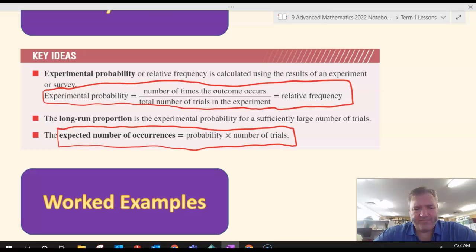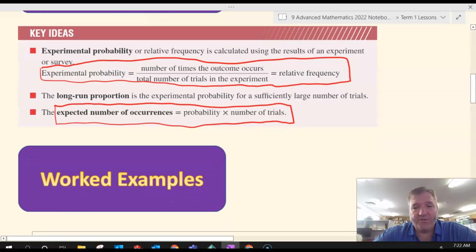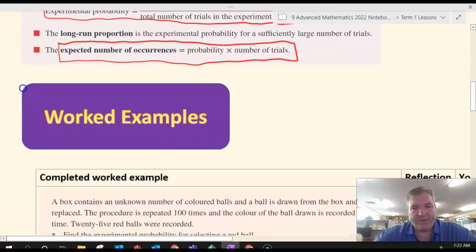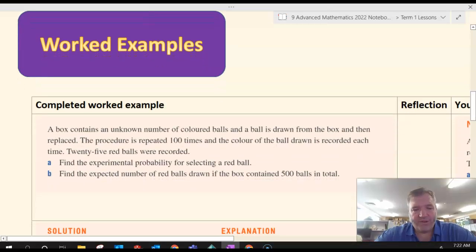All the same thing. The expected number of occurrences would be useful if I was ordering drinks for a month's time, and I know the probability of Pepsi Max is 0.4, and I'm going to order for 4 weeks. I might order 4,000, so the total number of Pepsi Max I'd need to order would be 0.4 times 4,000. We'll look at some examples where I actually write on the screen. But for the expected number of outcomes, you just take the probability and multiply it by the number of times you're going to do that trial. Let's look at this first example.